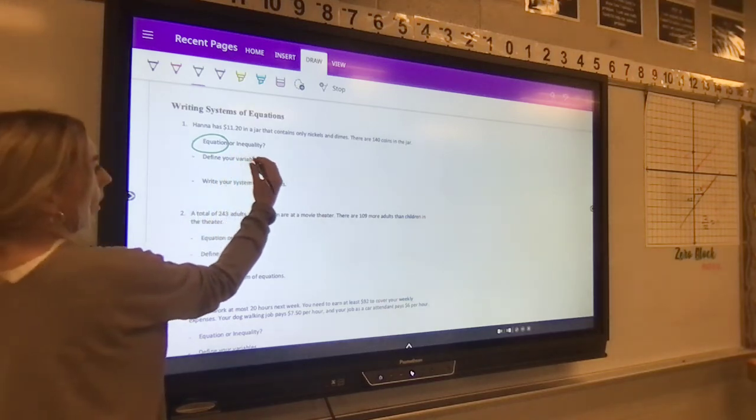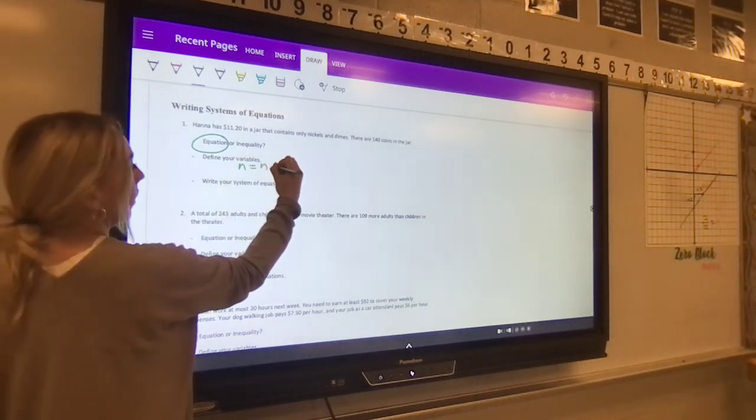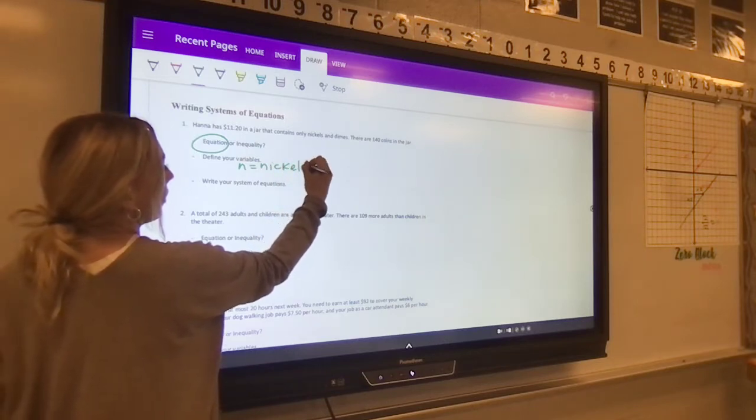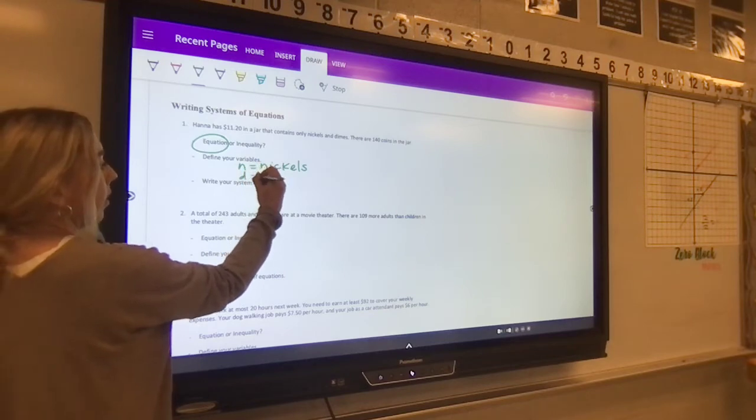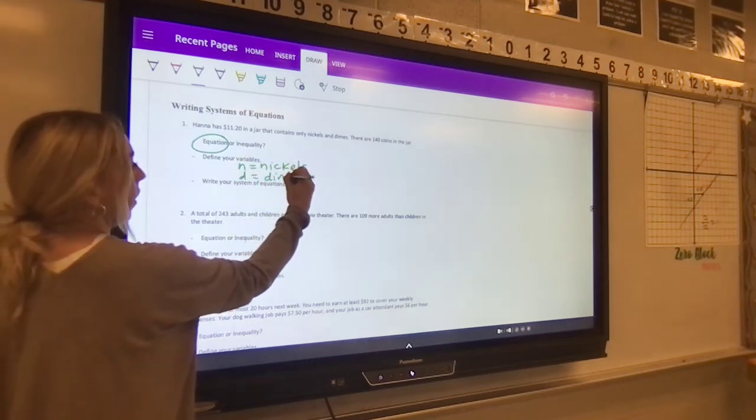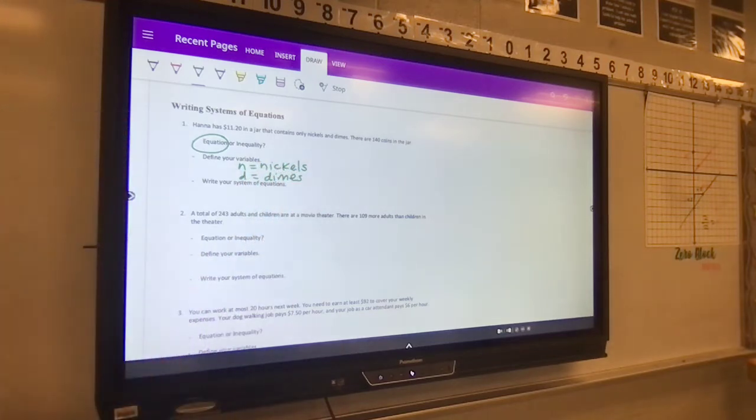So we're going to say let n equal our number of nickels and d equal our number of dimes. Okay, so now we're going to write our two equations. So first, we're going to write our money equation.